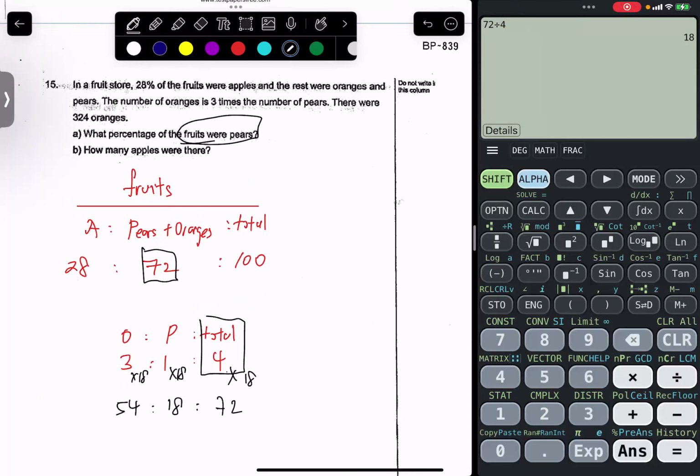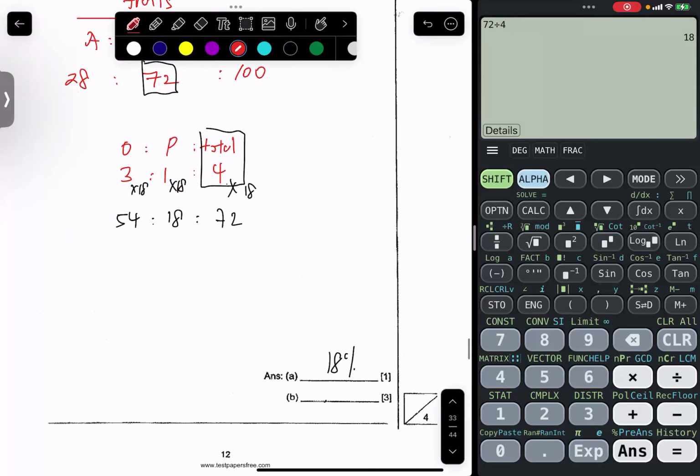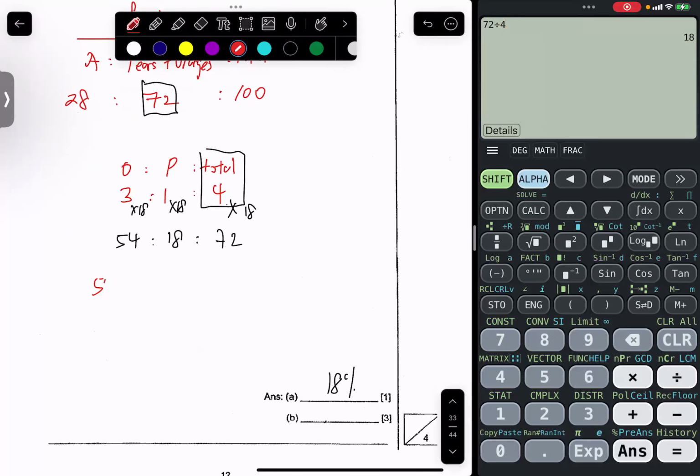Okay, how many apples were there? Okay, then comes the number, right? 324. Since there are 324 oranges, that means 54 units equals to 324. 1 unit equals to 324 divided by 54, 6. Apples has 28 units. So 28 times 6, 168.